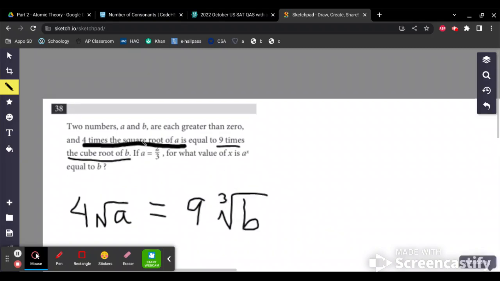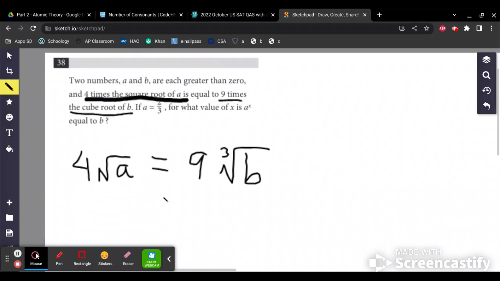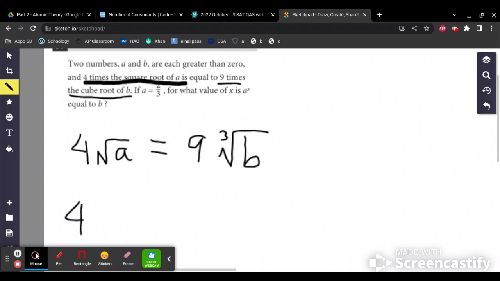I'll rewrite this into a fractional form just to make it a bit more intuitive in terms of powers, right? Because we want to do a to the x and not a radical. We want to raise it to a power. So this side equals 4 times a to the 1/2 power, because 1/2 equals the square root of a number, and 9 times b to the 1/3 power, because that's equal to the cube root of a number.